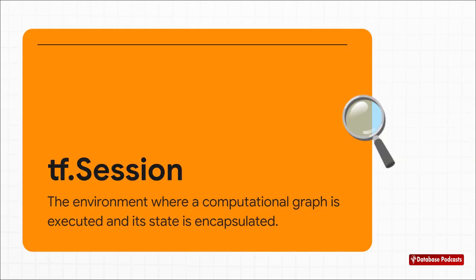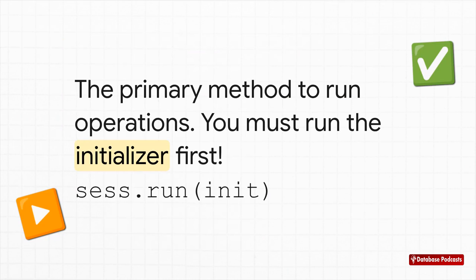The TF session is really the magic ingredient here. It's the live environment where your abstract graph blueprint finally comes to life. It's what goes and grabs the computing resources and actually holds the real concrete values of all your variables. The main way to make anything happen is with ses.run. You pass an operation or a tensor from your graph into ses.run, and it'll figure out all the calculations it needs to do and give you back the final value. And see there, you have to run our init operation first.